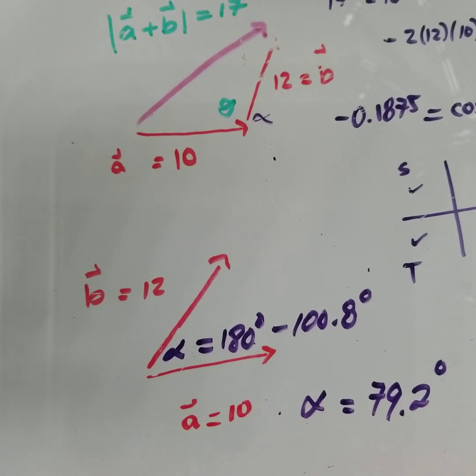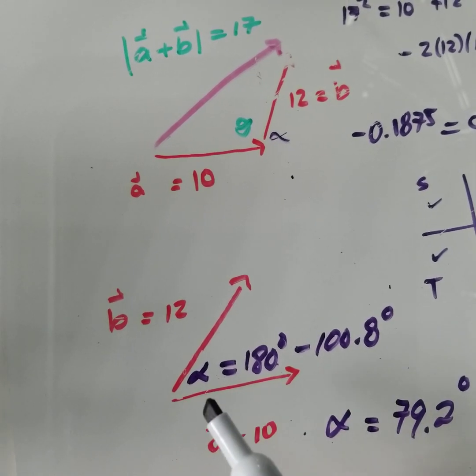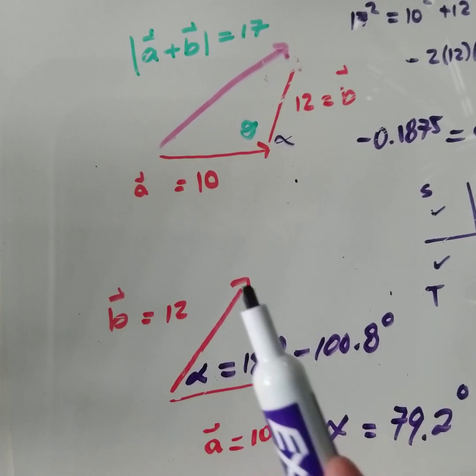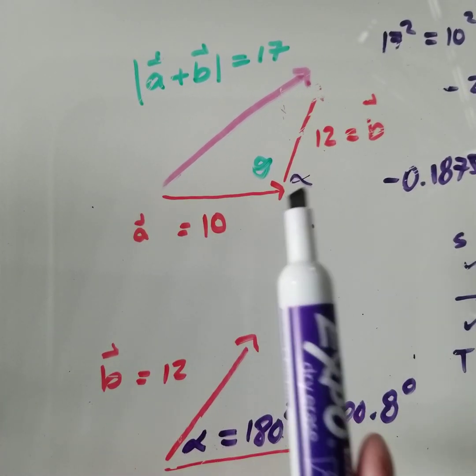Okay. So that's the trick. Anytime that they ask you an angle between two vectors, it always has to be drawn tail to tail, not this one, which is tail to tip.